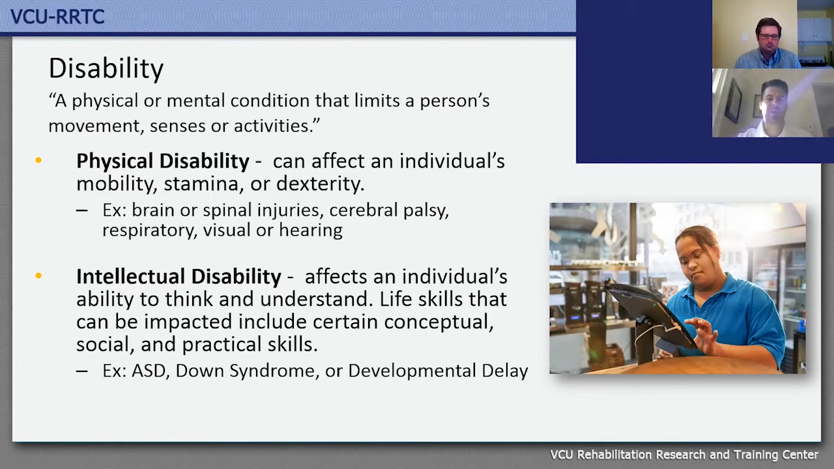An intellectual disability can affect an individual's ability to think and understand. Life skills that can be impacted include certain conceptual, social, and practical skills. And examples of these are autism spectrum disorder, or ASD as it's referred to, Down syndrome, or developmental delay. And then some of the side effects of these disabilities can be sensory sensitivity. Sensory sensitivity is when a person is extra sensitive to their sensory channels. This can take the form of a hearing sensitivity to loud or high-pitched noises, brightness to light, or even smells. We're going to move to our next slide to hear about the job coach's role.